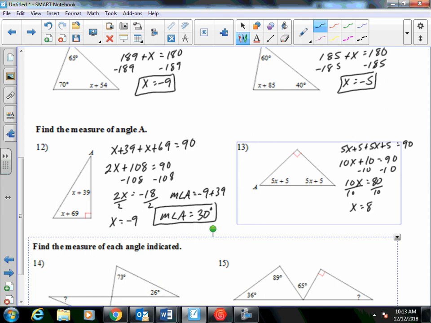And we're going to have the measure of angle A. It's going to be 5 times x, or 5 times 8, plus 5. The measure of angle A equals 40 plus 5, which is 45 degrees.